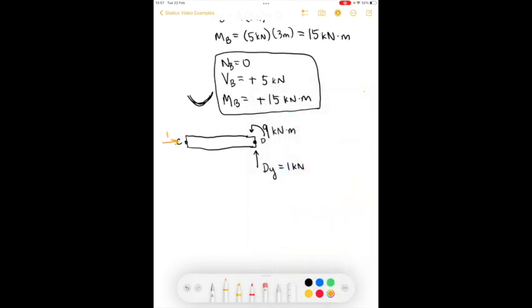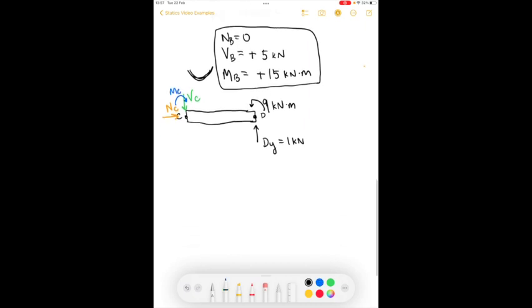So we have the normal force at C. We have the shear at point C. And we have the moment about point C. So we can solve. Same thing, sum of the forces in X. We see that the normal force is 0. Sum of the forces in Y shows that the shear force is equal to Dy, which is equal to 1 kilonewton.